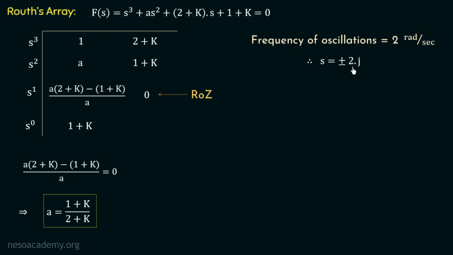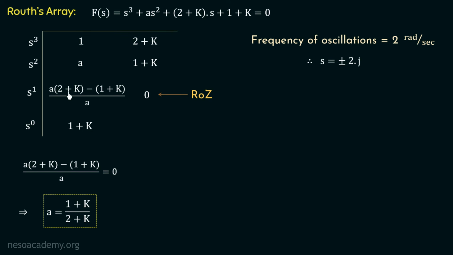Yes, in this lecture we are doing just the opposite. We are given the frequency of oscillations and we are determining the roots of the auxiliary equation by considering this magnitude. I hope you got this. These are the roots of the auxiliary equation. Now what will be the auxiliary equation?